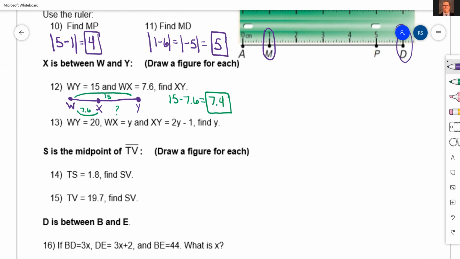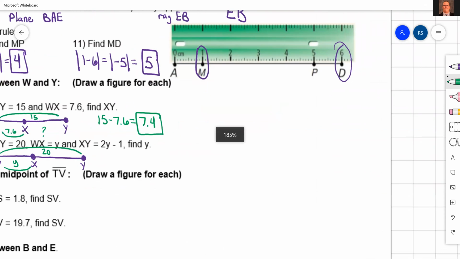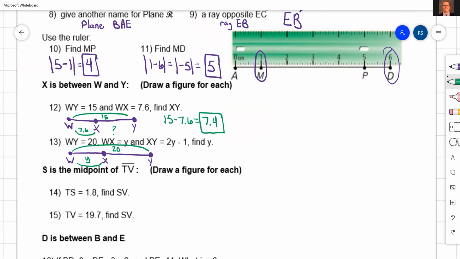So we still have the same line. We're just given new information. So X is still in the middle. W and Y are still on the outside. Now they tell us W to Y, so the whole thing is 20. W to X is y. X to Y is 2y minus 1.